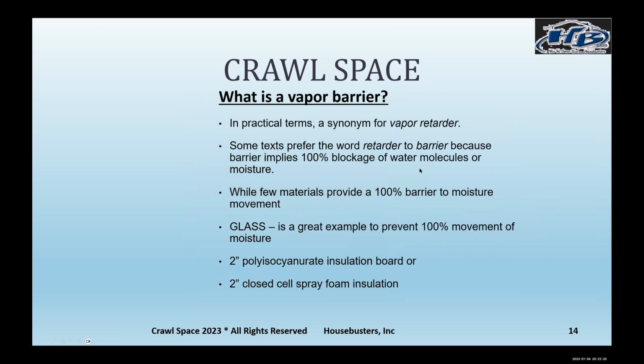So what is water vapor? Truly, water vapor is a synonym for a vapor retarder. But sometimes the texts refer to the word retarder as barrier, because barrier implies 100% blockage of water molecules or moisture. There are few materials that provide 100% barrier to moisture. Glass is a great example. 2-inch polyisocyanurate insulation board, that's required in all the foundations for new construction today, is an impermeable material. 2-inch closed cell spray foam insulation is an impermeable material.